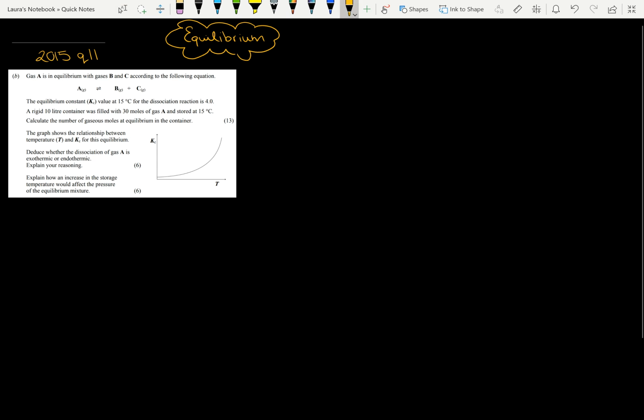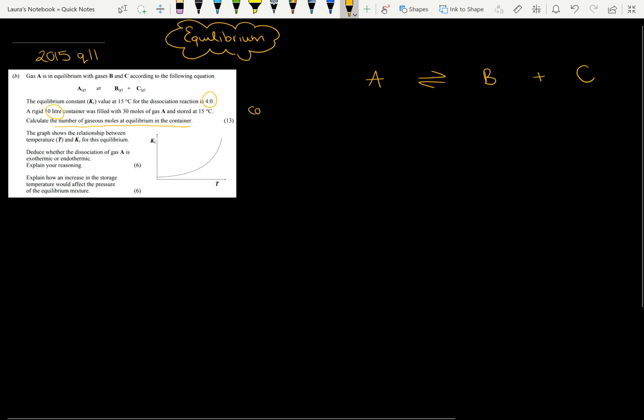The first thing that they do is give us the equilibrium constant. We're told the equilibrium constant is 4, and we've got a 10-litre container, and we start with 30 moles of gas A. Calculate the number of gaseous moles at equilibrium in the container. Now, this is a different way of asking it in terms of our final answer, but how we tackle it is exactly the same. So we are going to rewrite that equation here so that we can set up our little table.